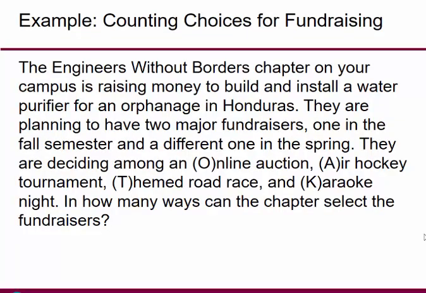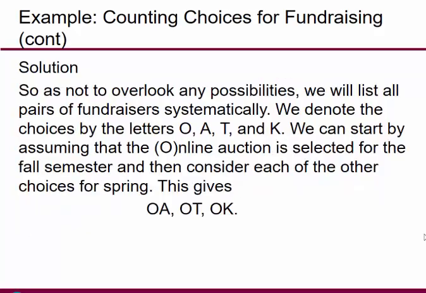Now, the Engineers Without Borders chapter on your campus is raising money to build and install a water purifier for an orphanage in Honduras. They're planning to have 2 major fundraisers, one in the fall and a different one in the spring. They're deciding among an online auction, an air hockey tournament, a theme road race, or karaoke. How many ways can the chapter select the fundraisers?